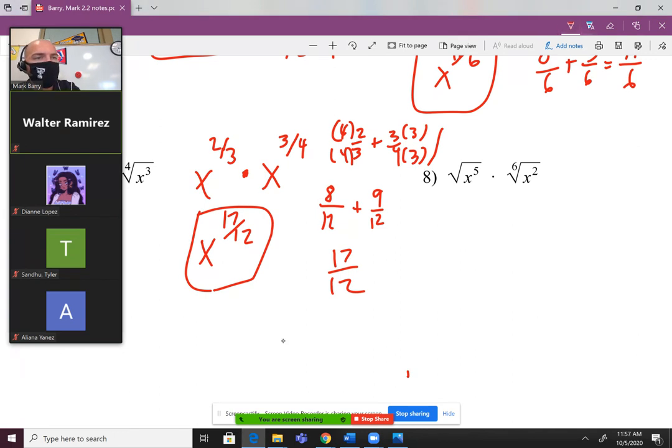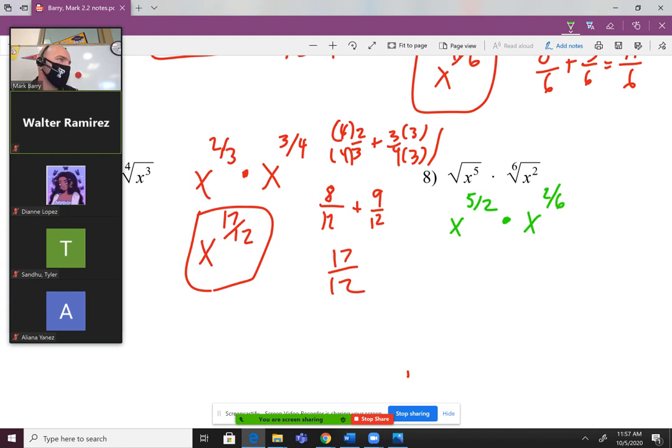Thank you, Walter. All right, so this one here, it'll be x to the power of 5 over 2. Once again, it's a 2 on bottom. Anytime there's a root that's empty, that's a square root, and square root is 2. Next up here, I get x to the power of 2 over 6.